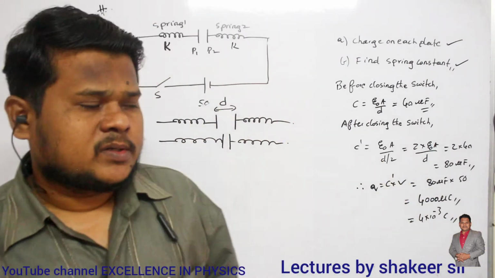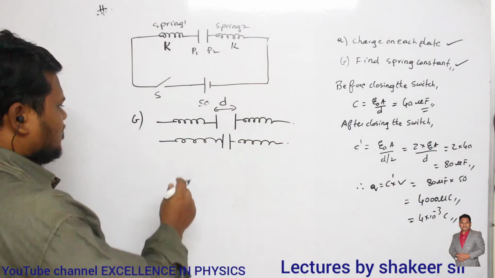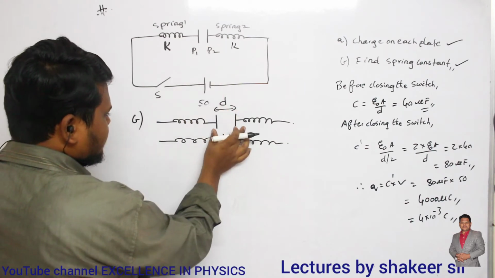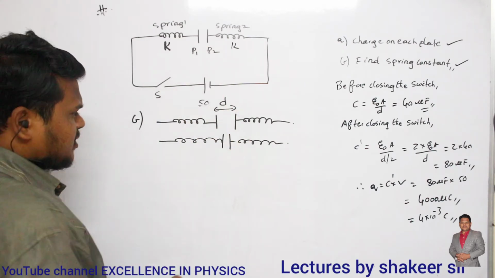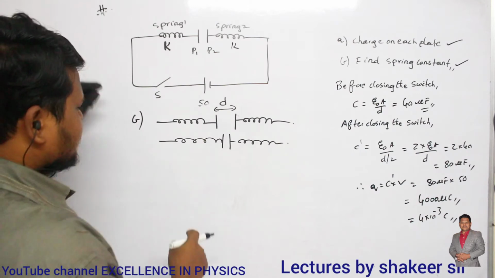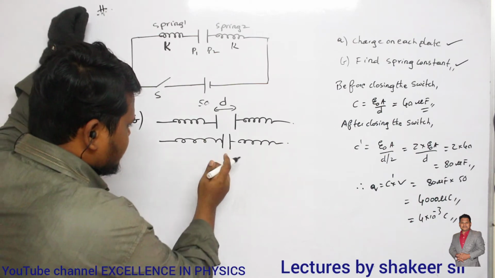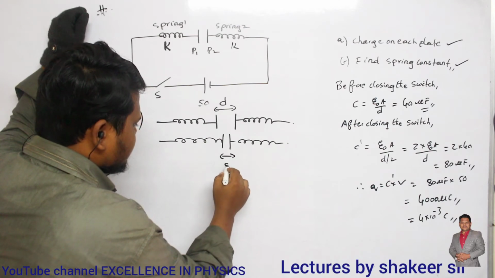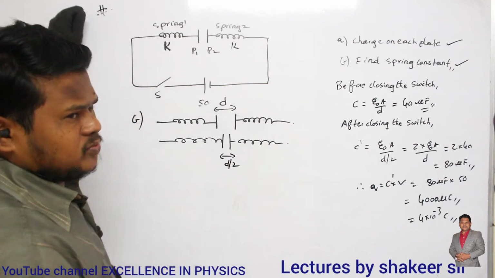See ma. So before closing this switch, what is the distance between the plates? The distance between the plates is D. Okay ma? After supplying the charge, now what is the distance between the plates? The distance between the plates has reduced to D by 2.